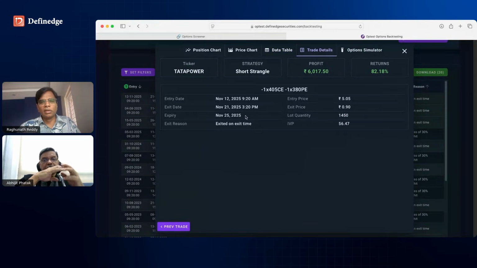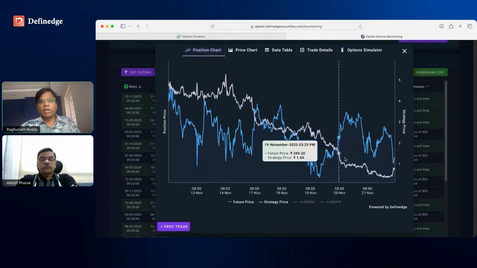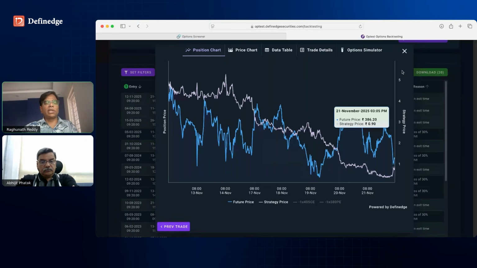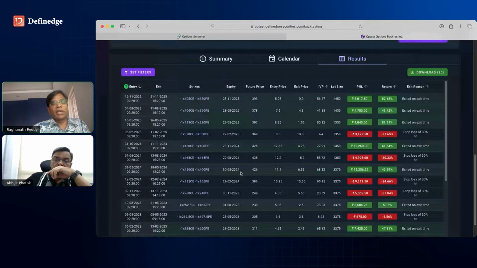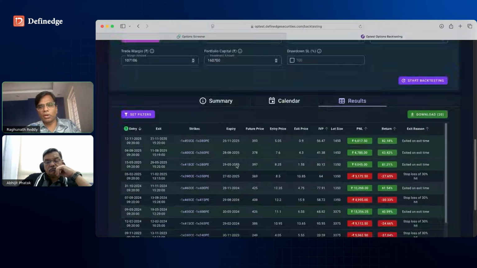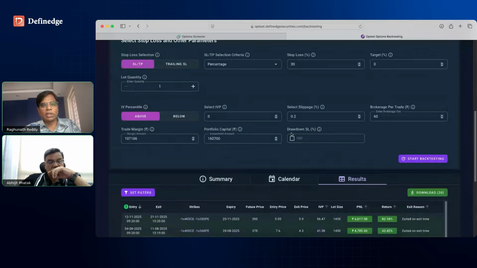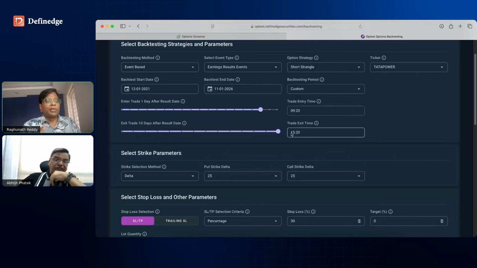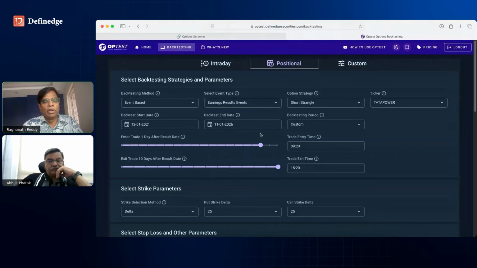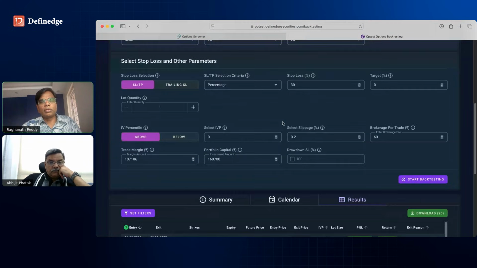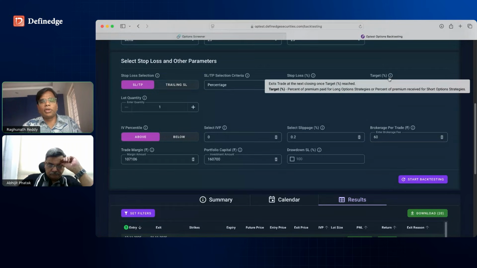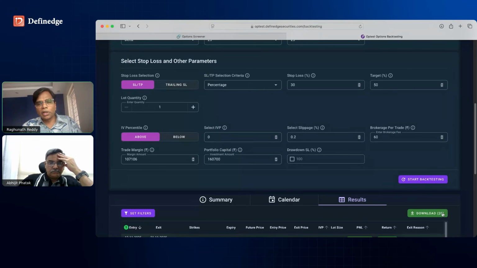What was the strategy, at what time you entered, at what time you exited, what were the strike prices, the position chart, everything. All the information that is required for you to evaluate this strategy is available here. You can also download it and check all those things. If you're not satisfied and want to change some parameters, for example, you have a stop loss and you also want to have some target, let's say 50% of the maximum premium that you paid, you can re-backtest that.